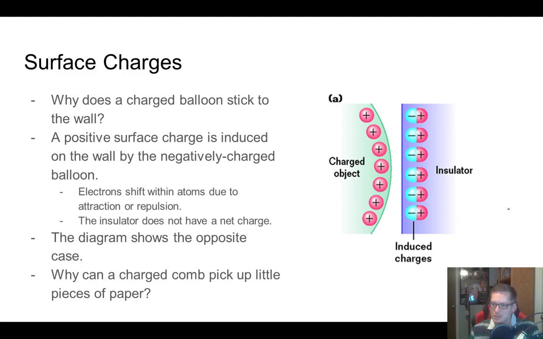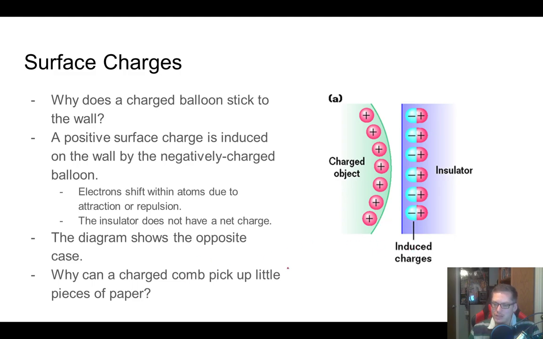Overall, this insulator is going to be neutrally charged, but because insulators don't allow electrons to transfer very much, you really just get this flip. So you get this surface charge going on, all right? So these electrons will just shift within these specific atoms. And this is due to either the attraction or the repulsion of what's going on. Because the negatives want to be close to these positives, you get this attraction force. So they actually get flipped around. Now notice that the insulator, once again, does not have a net charge. It's just got the surface charge, all right? And so it's pretty wild.